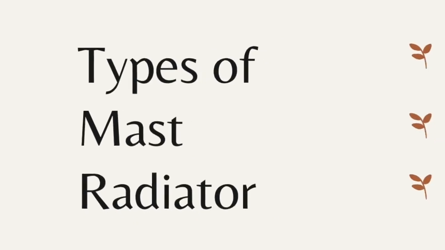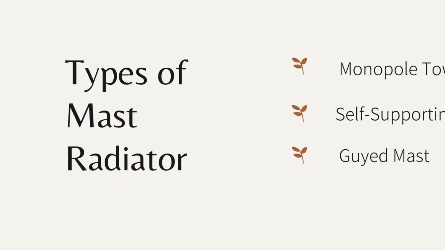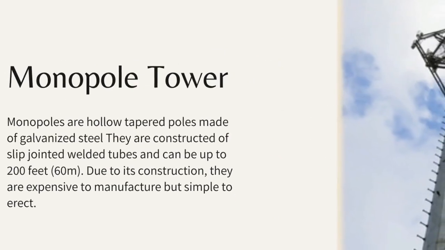There are three types of mast radiator. First is the monopole tower, second is the self-supporting tower, and the third one is the guyed mast. Let's discuss the first one, the monopole tower.